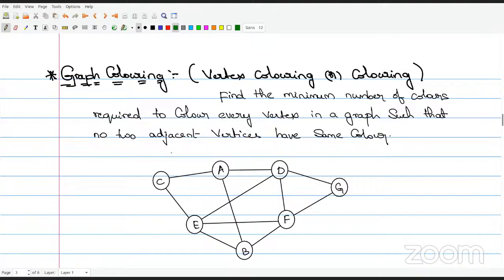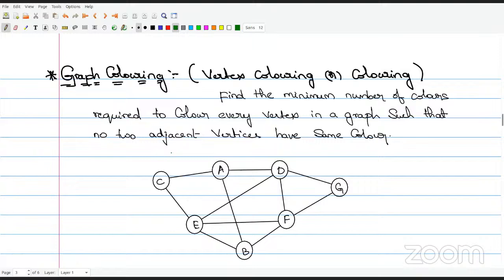So the name might look something different, but it is very easy. So what does graph coloring mean? Graph coloring, vertex coloring, or just coloring all refer to the same thing. When we say vertex coloring, there is another thing called edge coloring also, but we are not going to discuss that in this particular course. We are only discussing vertex coloring.